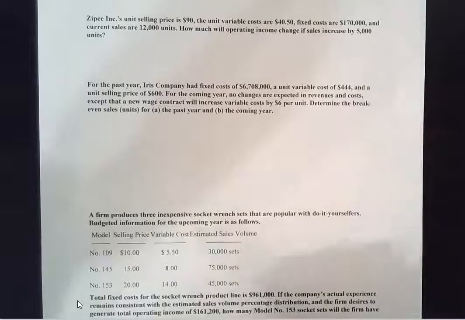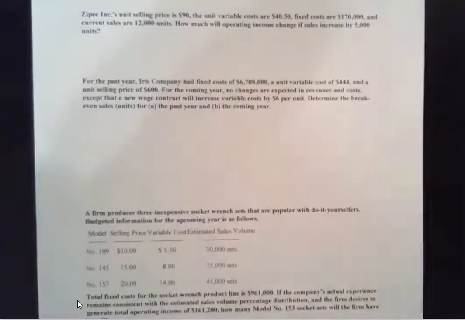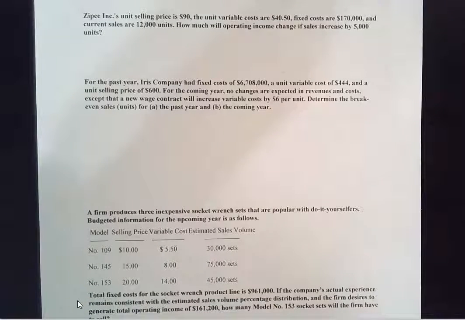All right, let's continue with some more examples. Hopefully they will help you out. We're up here at the top of this page. It says Zippy Inc.'s unit selling price is $90. The unit variable costs are $40.50. Fixed costs are $170,000. And current sales are 12,000 units. Okay. It says, how much will operating income change if sales increase by 5,000 units?